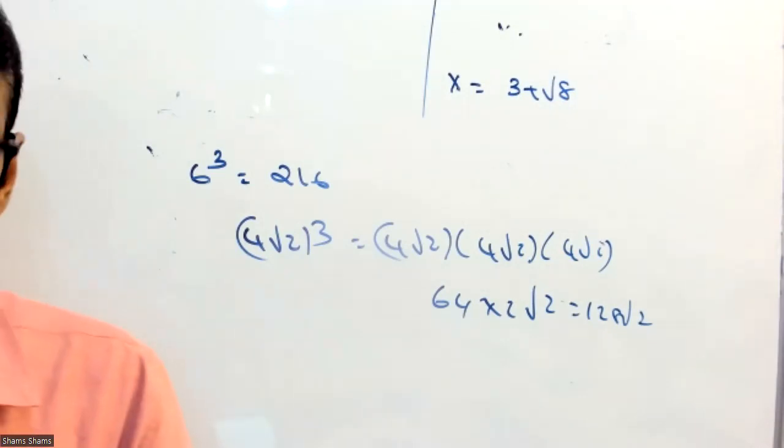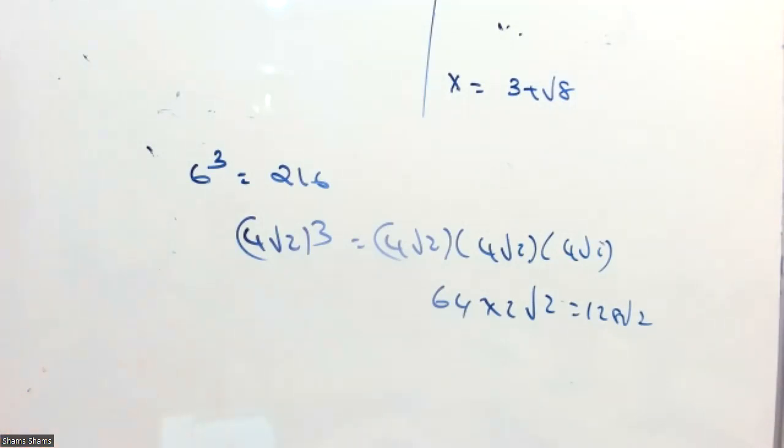This is 128 root 2, right? Okay. Now, finish it first. Sir, you told x minus 1 by x is 4 root 2. So x minus 1 by x whole square should be 4 root 2 and 4 root 2. 4 root 2 and 4 root 2, so correct, no? Yeah. Okay. So next one.